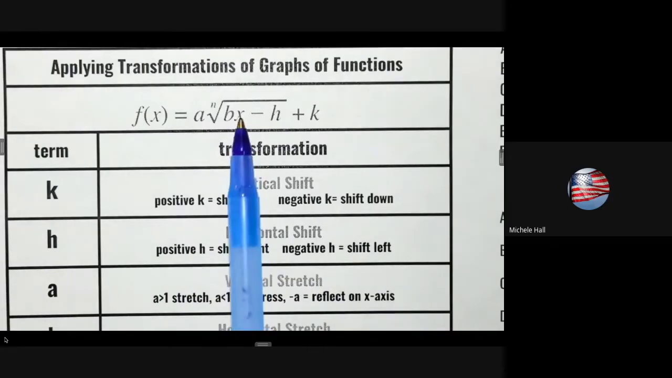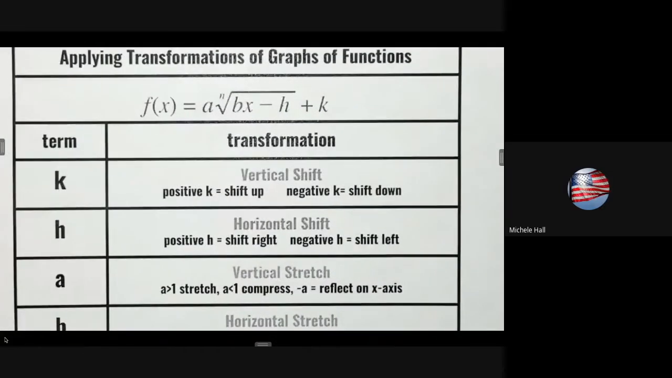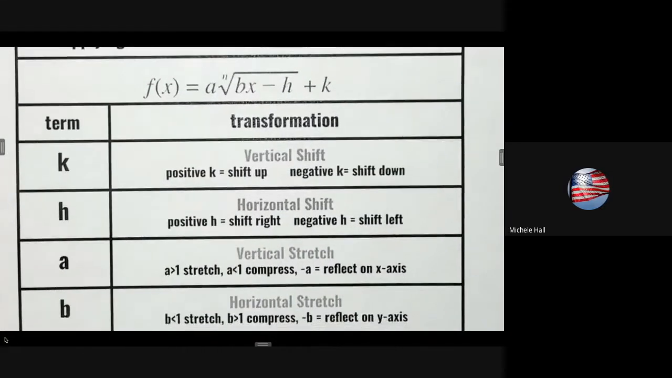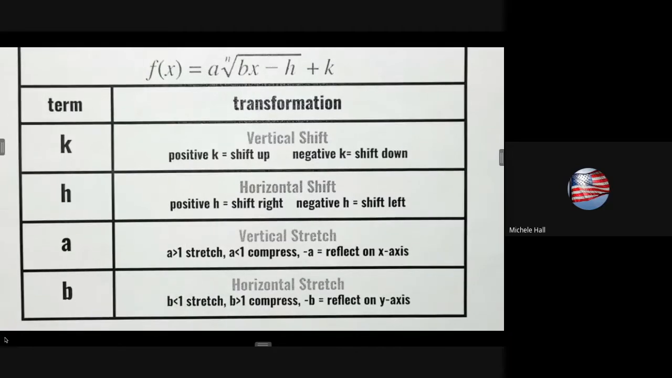We also know that if x on the inside was negative, it would be a reflection as well. And again, we won't be seeing too much with the b value. That'll be more next year.